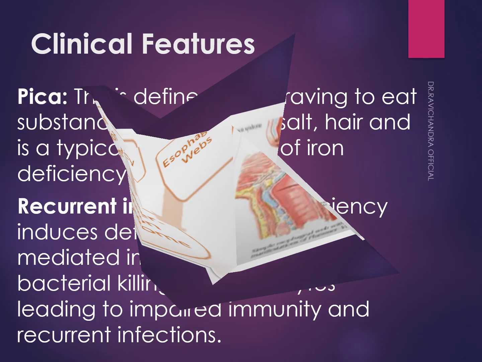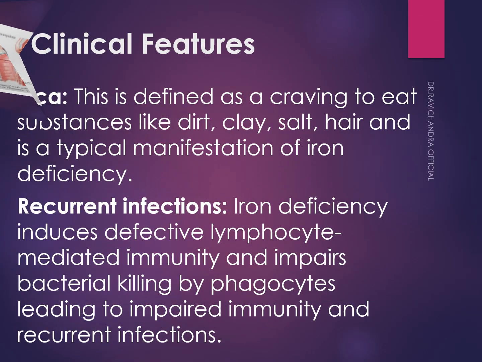Coming to the third clinical feature, after the anemia symptoms and signs and the epithelial changes. The third one is pica. Pica is eating or craving for non-edible things, or it can be defined as craving to eat substances like dirt, clay, salt, hay, and is a typical manifestation of iron deficiency.